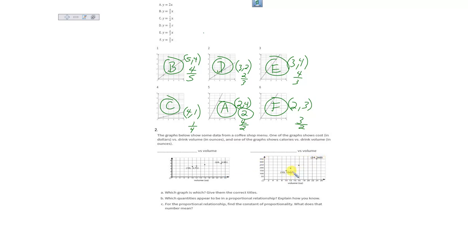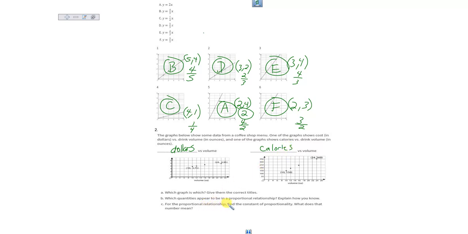I mean, 360, 150, those look like numbers you would see on a nutritional facts label. So this one has to be the calories one, and this one over here must be the dollars. So that's just using some common sense and looking at the 3.75. I mean, that looks like money. 4.95, $3.75. So that makes sense. Which graph is which? Give them the correct titles. Dollars versus volume, calories versus volume. So check for part A.